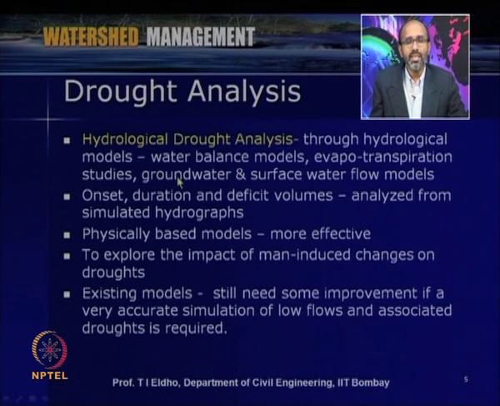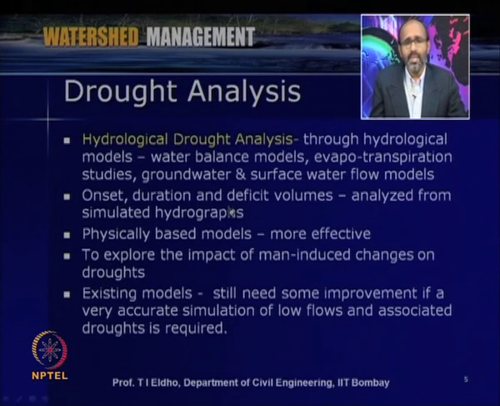And then, as I mentioned, generally we will be looking for the onset of droughts, duration of the droughts, and then in terms of water, how much will be the deficit. If the drought is there, then with respect to normal condition, how much water is required, and due to drought condition how much water is not available. According to that we can analyze the deficit, and we can analyze with respect to simulated hydrographs for the area or the outlet of the watershed.